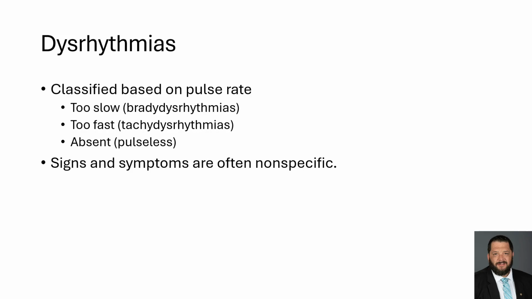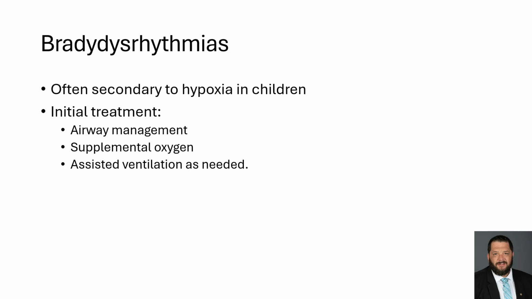When we're looking at treating dysrhythmias, we're going to classify them based on pulse rate, right? Too fast, too slow, or absent, and signs and symptoms are often nonspecific. Bradydysrhythmias, slow dysrhythmias, are secondary to hypoxia in children most of the time. Initial treatment is airway management, supplemental oxygen, and assisted ventilation as needed. The presence of bradycardia in an altered mental status pediatric patient is going to be presumed to be hypoxic in origin, and ventilation with 100% O2 should be started immediately. That's going to be the circulatory cure.